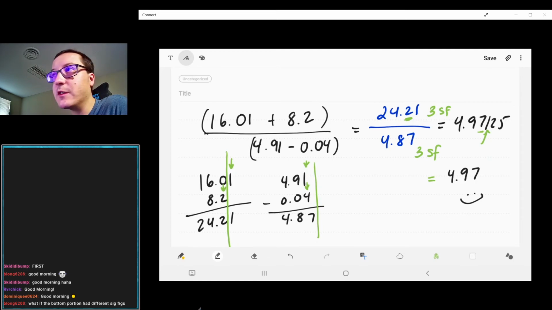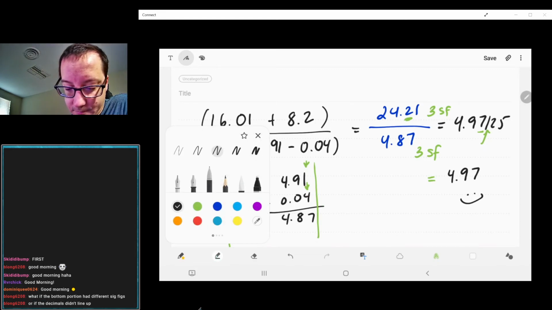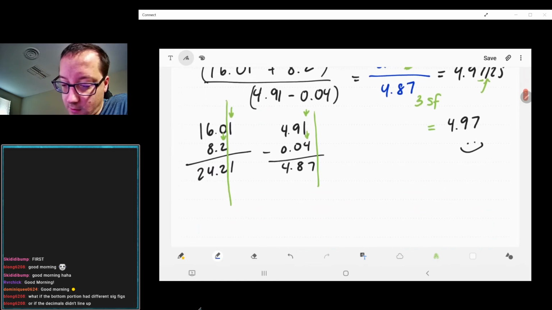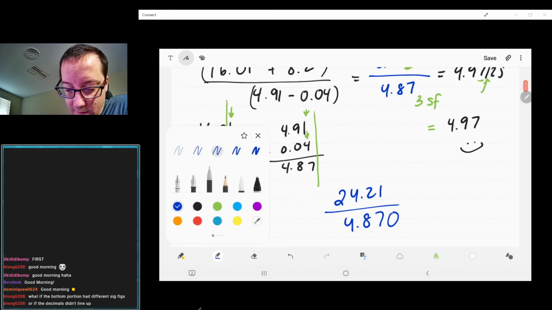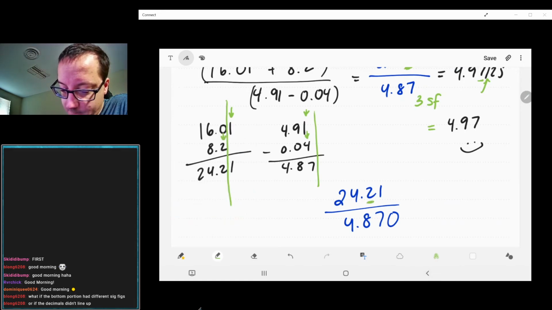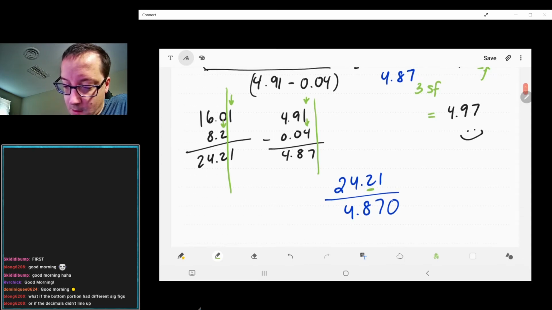What about the bottom portion having different sig figs? Yeah, let's pretend here. Okay, so 24.21 over, now let's pretend it's here. If this one were 3 sig figs and this one were 4 sig figs, of course we would choose, okay, well yeah, so we could really completely just destroy this problem. Yeah, let's do it. Okay, fine.